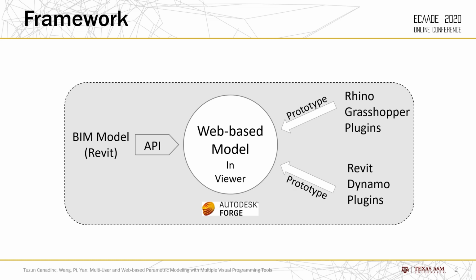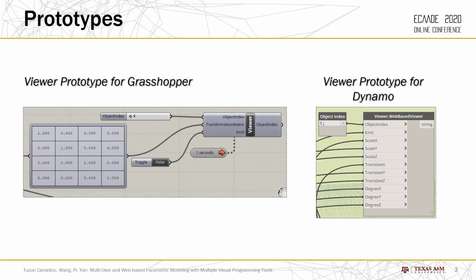The framework consists of an online viewer which displays a shared web-based model, and two visual programming tools, Grasshopper and Dynamo, located in users' local computers and connected to the web. Two prototypes or plugins, one for Grasshopper, the other for Dynamo, were developed for this project to control and modify building models on the web. The prototypes provide real-time data transfer from visual programming to the web-based model.